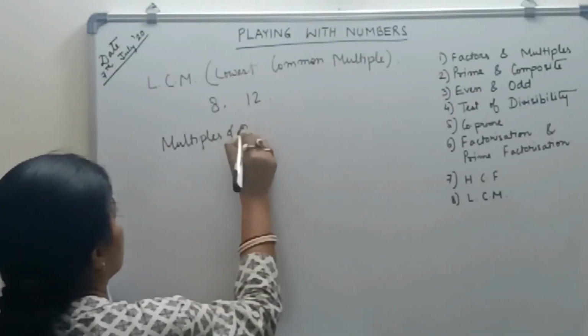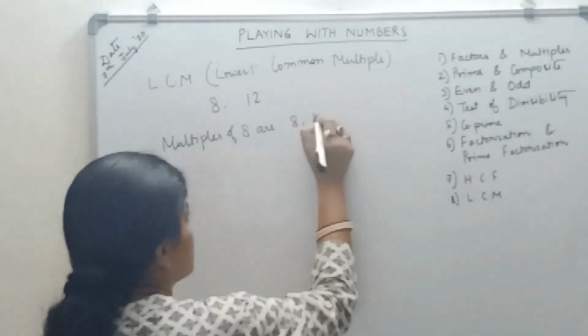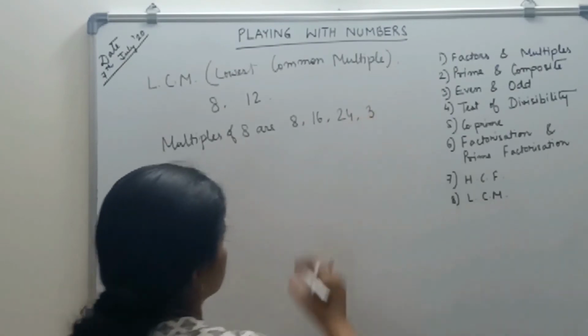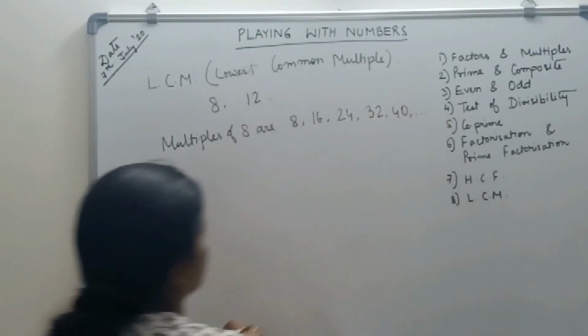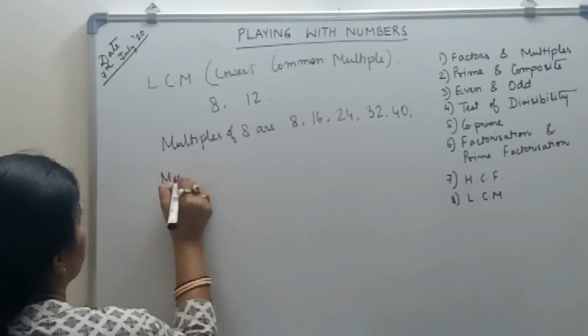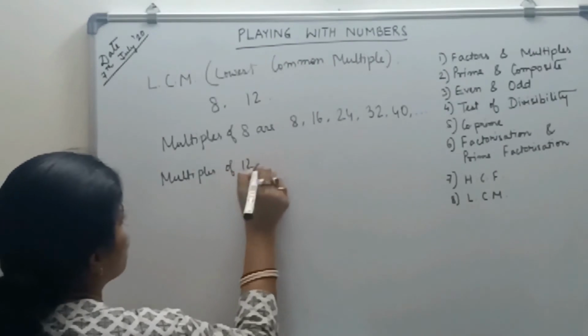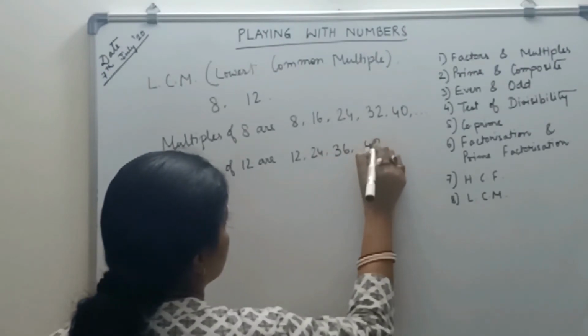Multiples of 8 are 8 ones are 8, 8 twos are 16, 8 threes are 24, 8 fours are 32, 40, it will go on. And multiples of 12 are 12 ones are 12, 12 twos are 24, 12 threes are 36, 12 fours are 48, 12 fives are 60, it will go on.